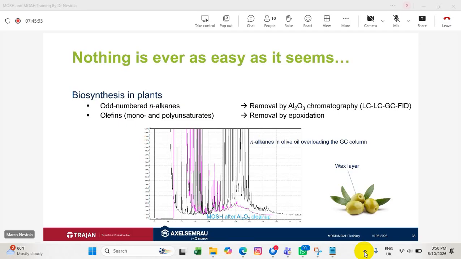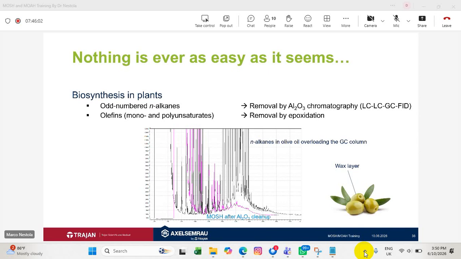It's mainly for MOSH, the N-alkanes, the odd-numbered N-alkanes to be precise. And what I just put here is a comparison. Down there, it's olive oil, how it would look when you inject it at maximum concentration. So this is then the automated workflow at maximum concentration. So not only 300 milligram in a vial, but 1 gram. And we are injecting not only 20 milligrams.